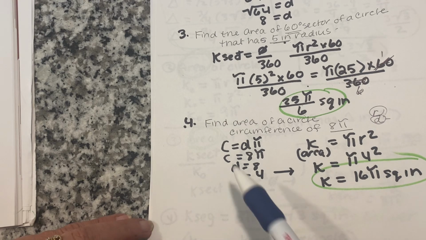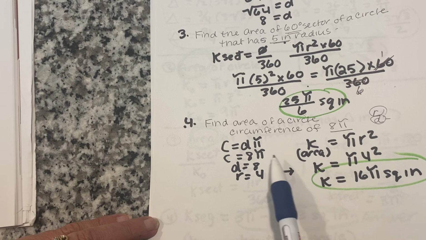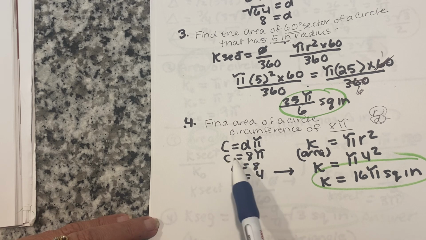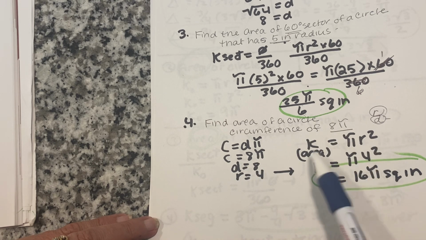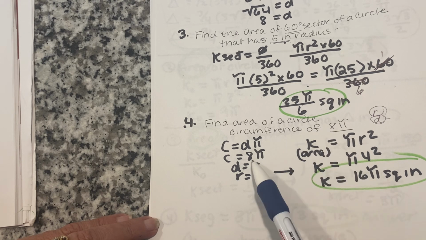So here we have circumference equals d times pi. So basically we're going to say the circumference equals, we're going to plug in 8 pi, right?